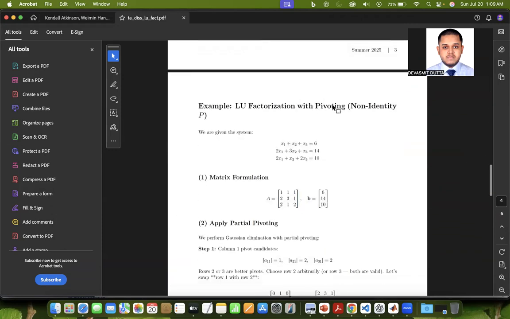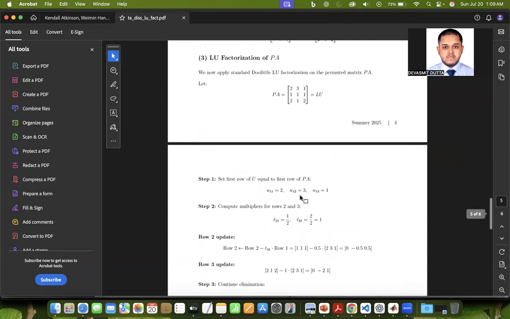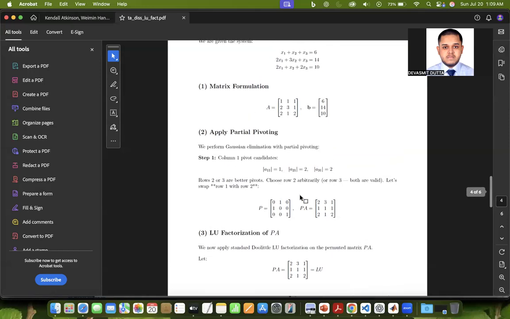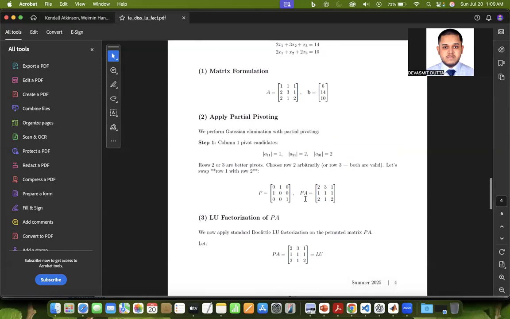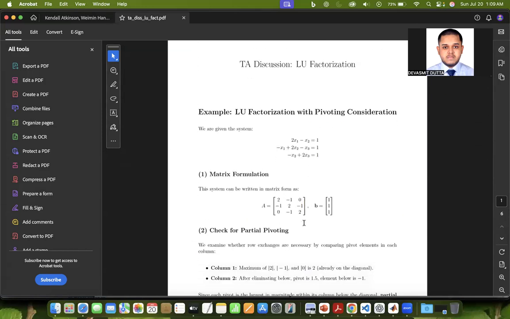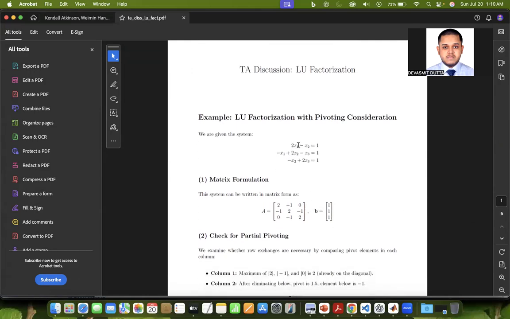That's a little bit more tedious in terms of keeping track of all of the multipliers, where you're going to be assigning them to each of the respective locations for this P matrix. So we'll see more in a while, but let's get started with the first problem. The first problem says 2x1 minus x2 equals 1, minus x1 plus 2x2 minus x3 equals 1, and then minus x2 plus 2x3 equals 1.